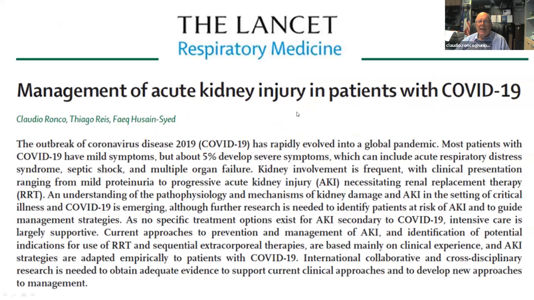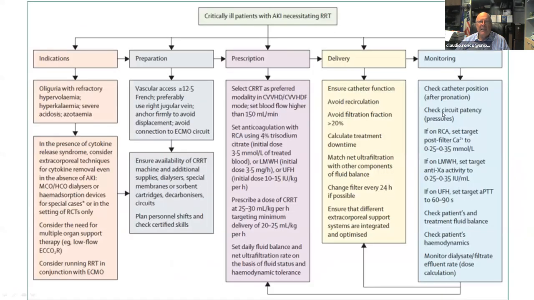We have published in Lancet also this paper, Management of Acute Kidney Injury in Patients with COVID-19, and we have proposed the following sequence: analyze indication, prepare, prescribe the therapy, deliver and monitor. And when you see in the indication, when there is a cytokine release syndrome, cytokine removal by using different methods, including hemoadsorption devices, should be considered.